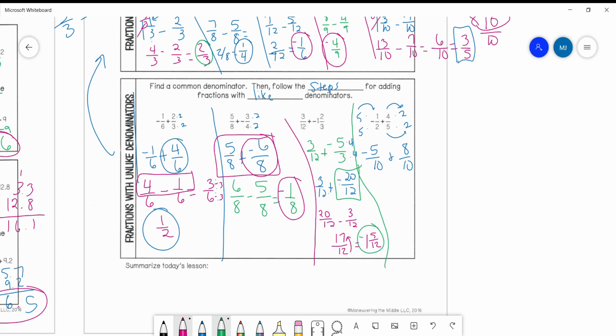Signs are different, find the difference. So 8/10 has a greater absolute value, minus 5/10. 8 minus 5 is 3, so it's 3/10. Now to determine our sign, we look at the greater absolute value, which would be 8/10, because the 8 is larger than the 5, and the denominators are already the same at that point. So our answer is a positive 3/10.